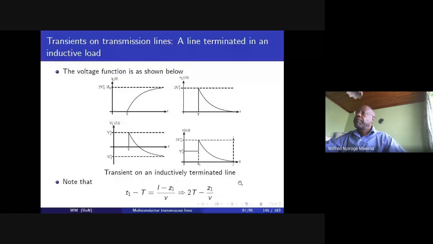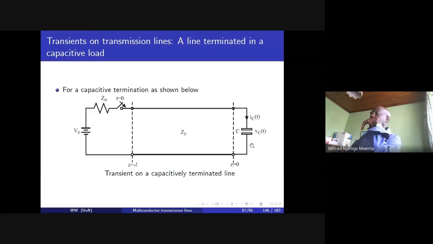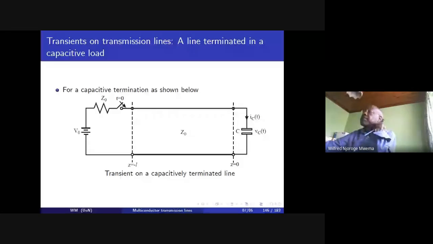So for a capacitive termination, as shown below, again, we'll write the equations as before. Therefore, before we continue, I can ask you to write down the transmission line equations for that particular situation. Remember, we are trying to write them at the termination Z equal to 0 at this point. So you write down the transmission line equations, and we can see what you have.